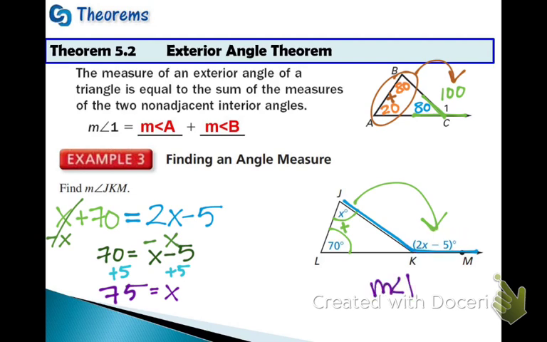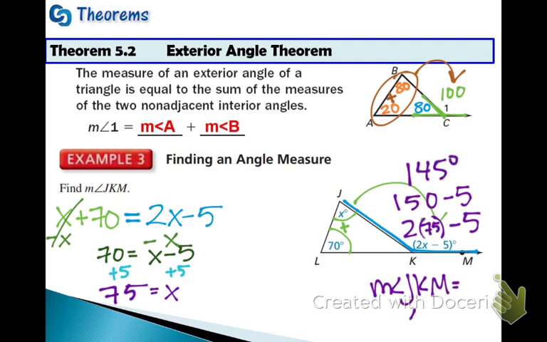You can do this two ways. One way is just to plug it in. So 2 times x minus 5. What did we say x was? It's 75. What's 2 times 75? 150. Minus 5 is 145. So the measure of angle JKM is 145. That's one way to do it.